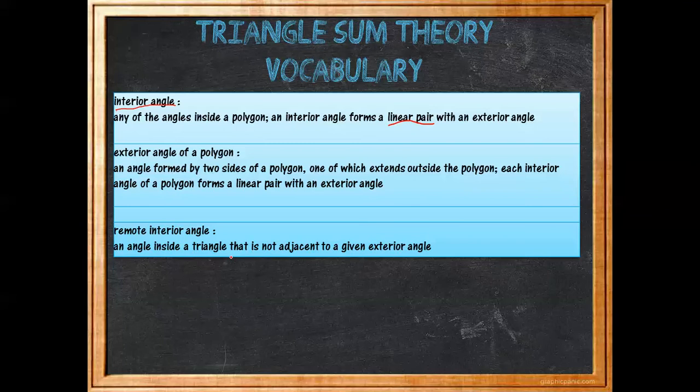A remote interior angle is an angle inside a triangle that is not adjacent to a given exterior angle. And I will show you what that looks like here in a second.